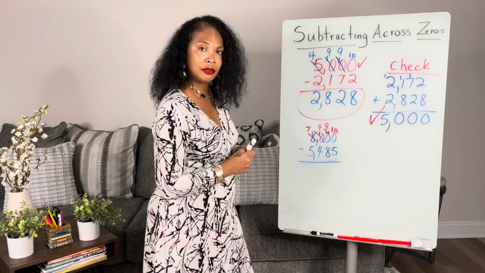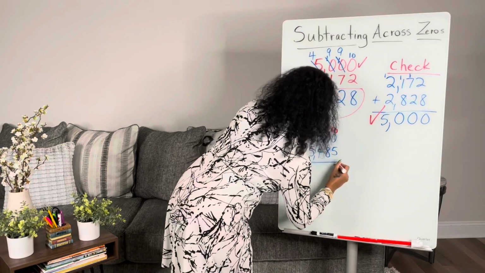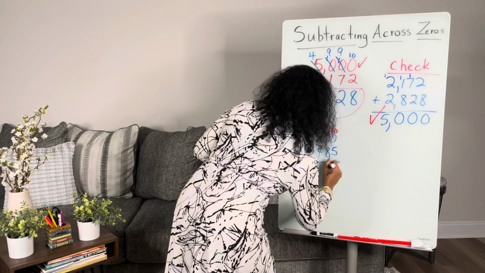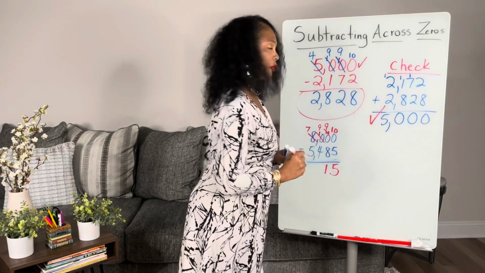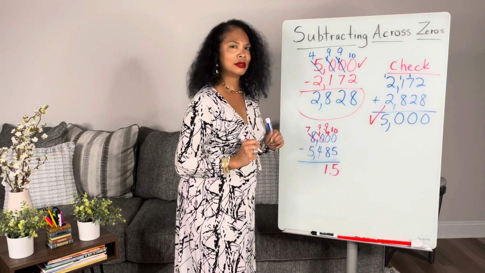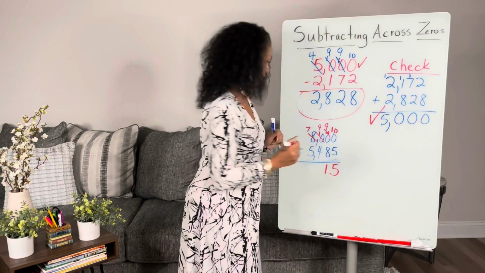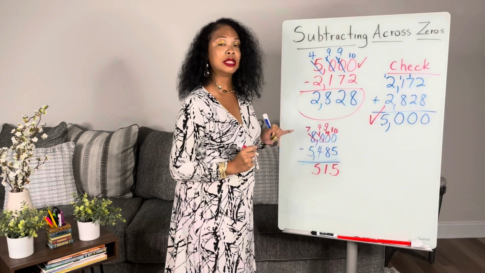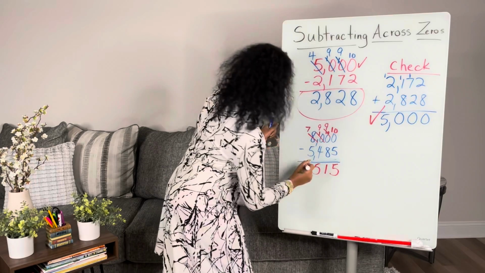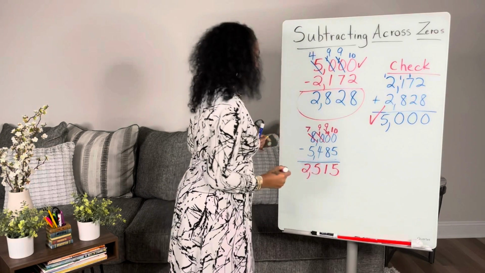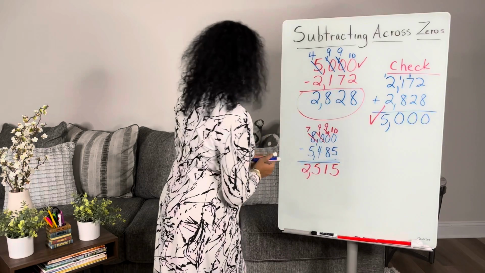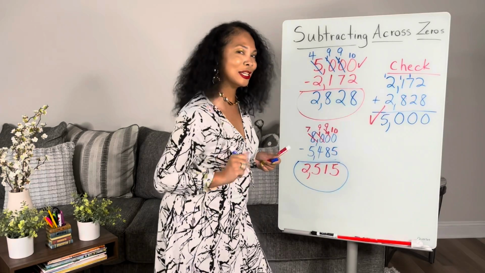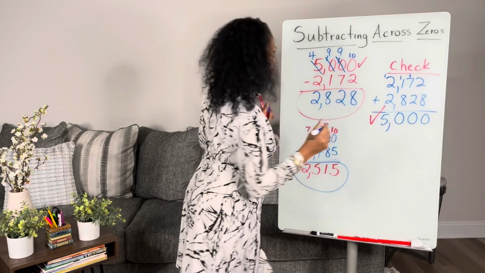10 take away 5 equals 5. 9 take away 8 equals 1. 9 take away 4 equals what? Oh my goodness, you said it. 5. And 7 take away 5 equals, yep, you're right, 2. So the answer is 2,515.